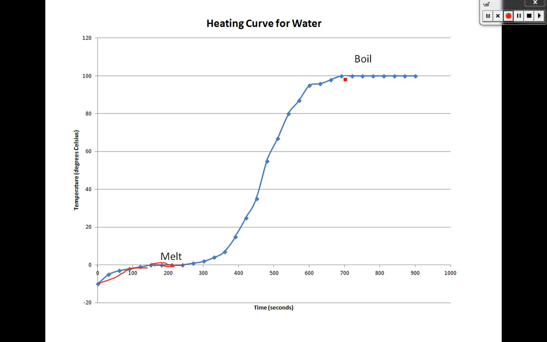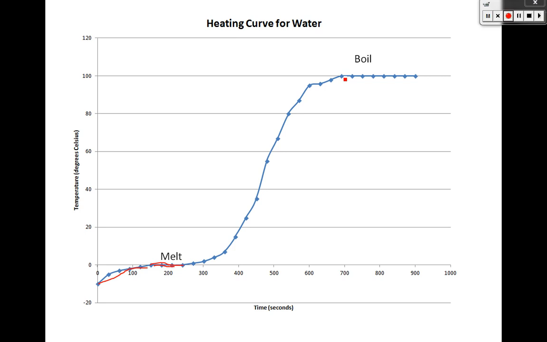So what we're learning is that when something is going through a phase change, either going from solid to liquid or liquid to gas, or vice versa, going from gas to liquid and then liquid to solid, there's no temperature change. And we're going to talk about why in a little bit.